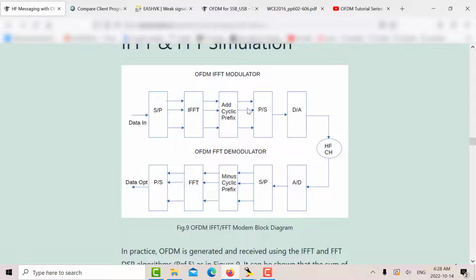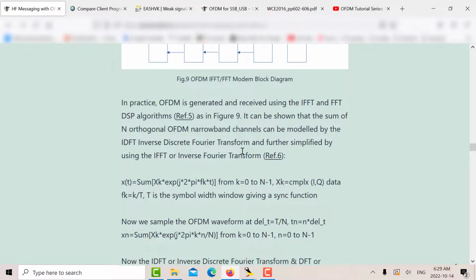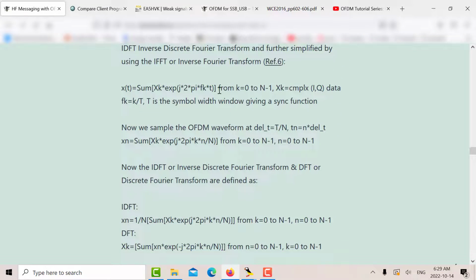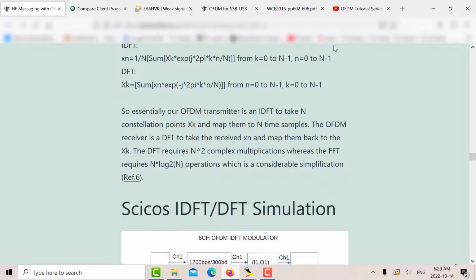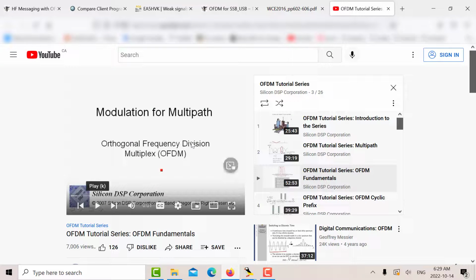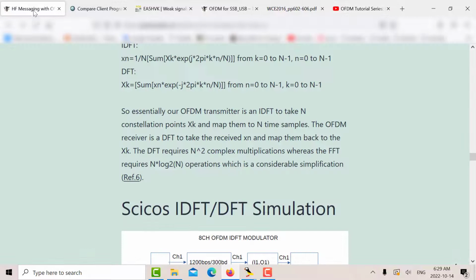And then you D to A the real and imaginary samples and put them out into the channel. That's kind of the idea there. And that's just basically how you derive the IDFT or IFFT from the data. And that's talked about in detail in this particular reference here.